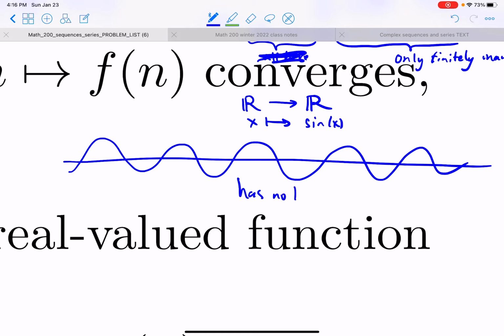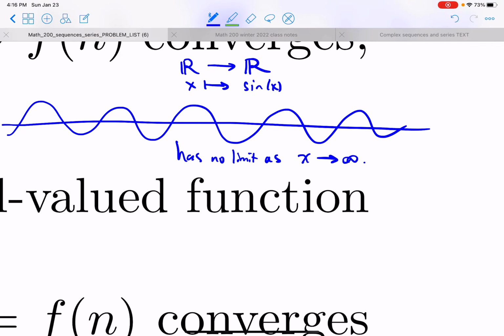Has no limit. No limit when? As x goes to infinity. Okay. But if you just pick out all the values that are 0, then you just get a constant sequence. So what sequence is that? Send the natural number n to a real number. What real number?